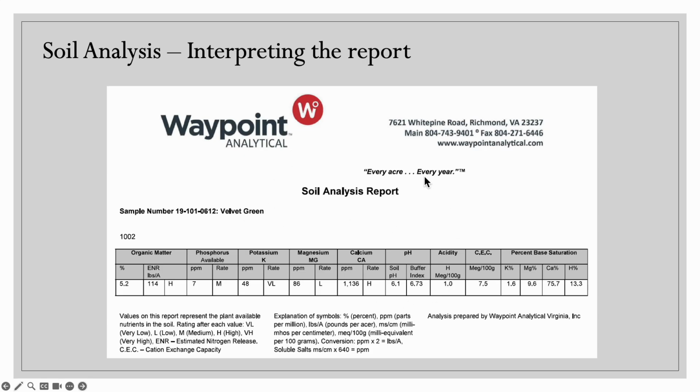All right, so once you send that off, you're going to get those reports back. Each lab has a different layout or style of reporting, but the data is going to be pretty much the same. You might just have to look for it in a different spot. Here it's going to tell us our percent organic matter, how much phosphorus, potassium, magnesium, and calcium. And typically these will give you a range.